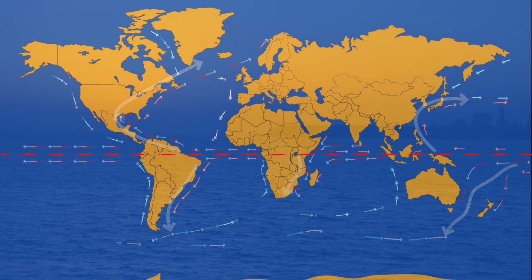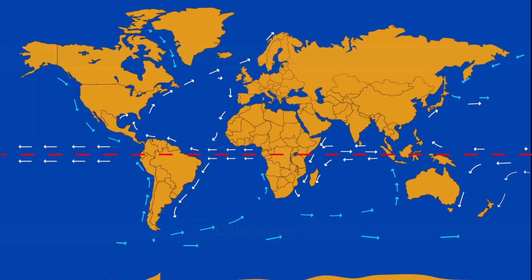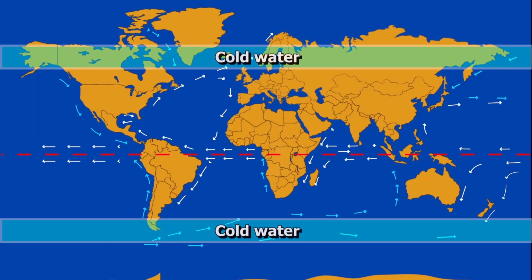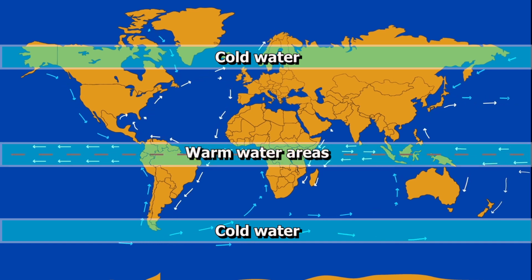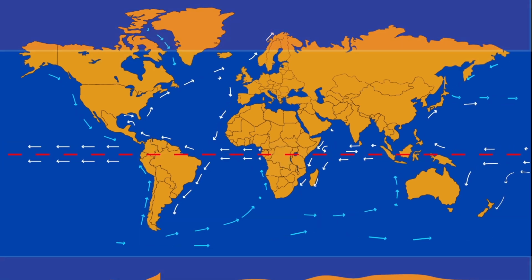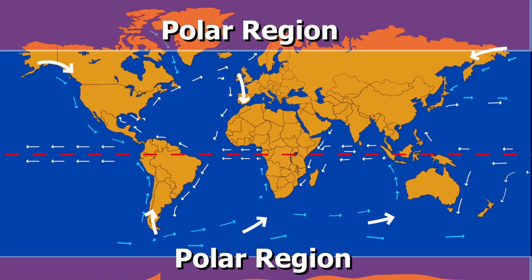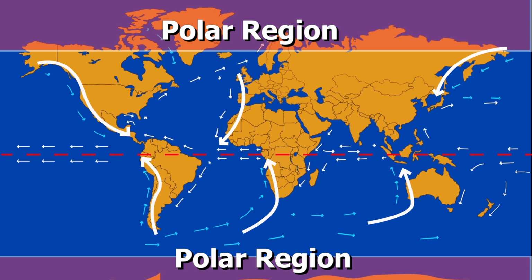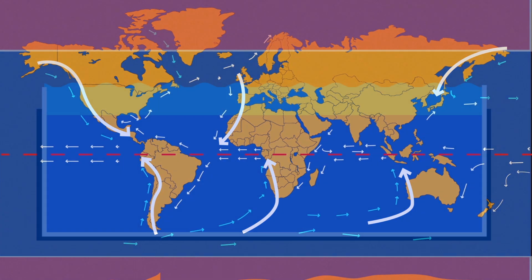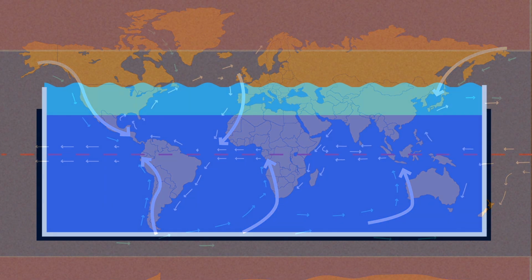That is, they move from equator towards the poles and they bring the warm water into the cold water area. When it is cold currents, they have a lower surface temperature and bring cold water into warm water areas. These currents flow in the high latitudes from the polar region towards the lower latitudes, that is towards the equatorial region.